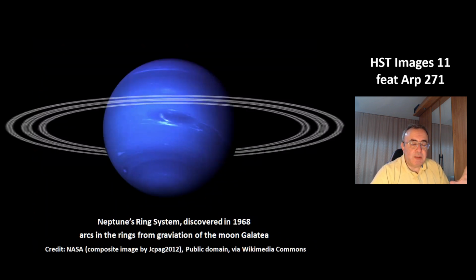Neptune has a ring system like all 4 giant planets. Neptune's ring system was discovered in 1968. The ring system has arcs that come from the gravitation of the tiny moon Galatea.